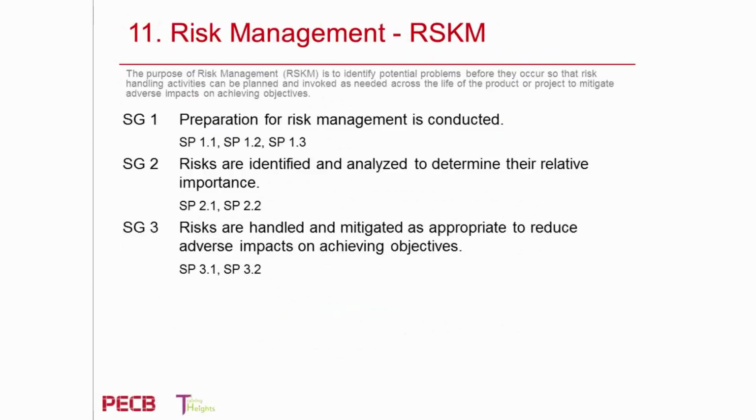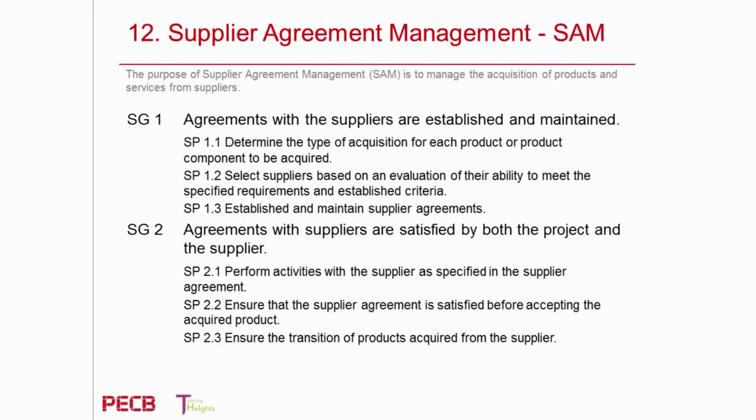So within a software development project, you need to be able to think about the risk, you need to be able to anticipate them well ahead of time, and you need to be able to plan and manage these risks adequately. The final one under the project management category is the supplier agreement.